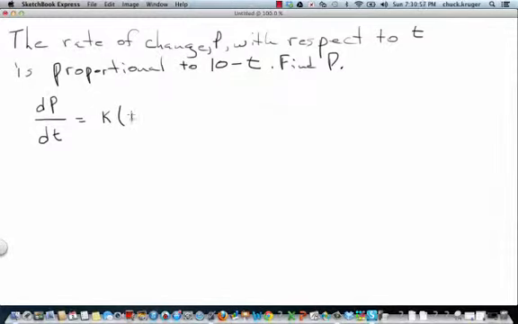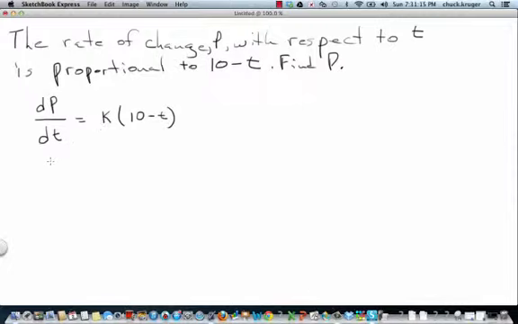Now when I multiply it, I get 10 minus t. Sometimes we forget to write the k. Well, when we do that, we're actually saying k is 1. So we want to make sure we include the k here, and our answer for p will have k in it.